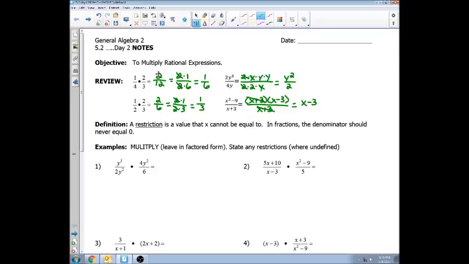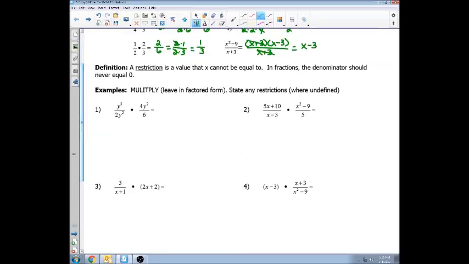Okay? We have a definition we need to talk about. A restriction is a value that x cannot be equal to. In fractions, the denominator should never equal 0. So when we talk about restrictions, it's only what x cannot equal in the denominator. I'll show you what that means in 1 second, but let's go ahead and start working through some of these problems first.